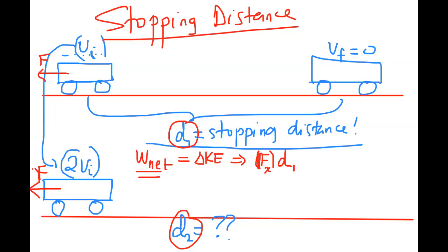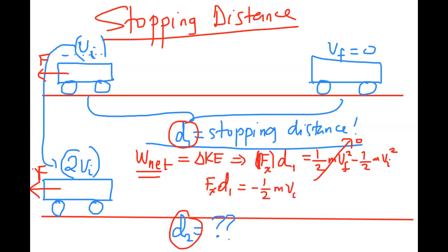Then that must be equal to the change in kinetic energy, which is 1/2 mv final squared minus 1/2 mv initial squared. Now, since the final speed is 0, this goes to 0. We are going to end up with the force in the X direction times distance 1 is equal to minus 1/2 mv initial squared. So this is the relationship between this stopping force and distance.